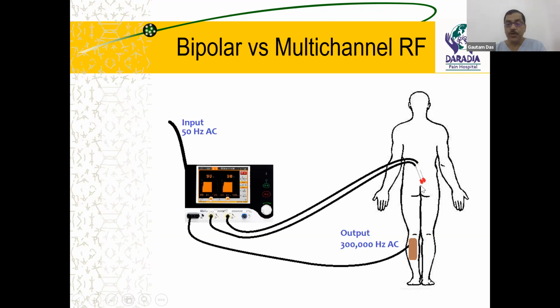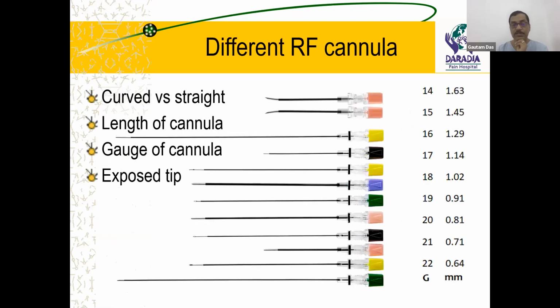Now why is it important? Why is multi-channel better than the bipolar? Because when you have the bipolar, one will basically have a smaller size lesion, and another will have the larger size lesion. That means the power of the electricity will be higher at one and less at the other. But when you are using the multi-channel, both will have the larger size lesion simultaneously. So multi-channel is better than the bipolar. We'll be showing you on the machine during the demonstration.